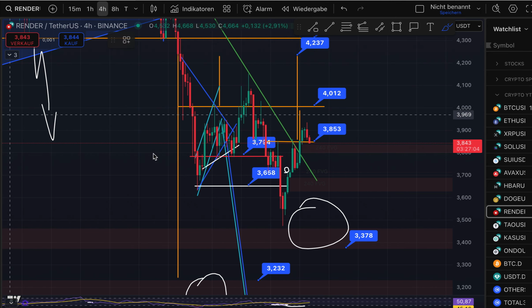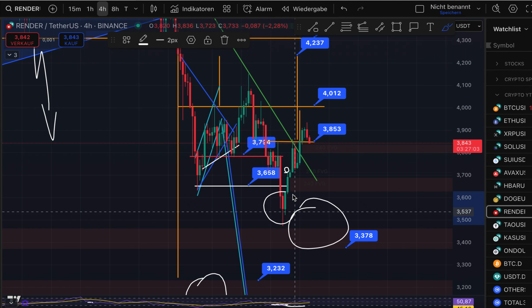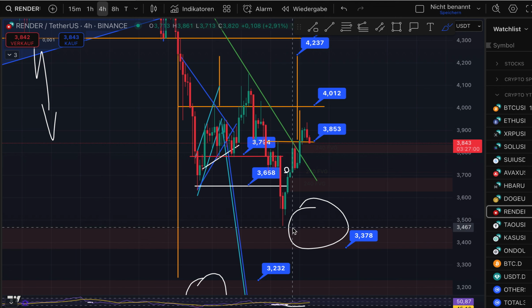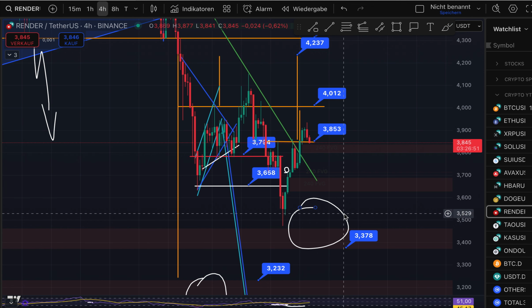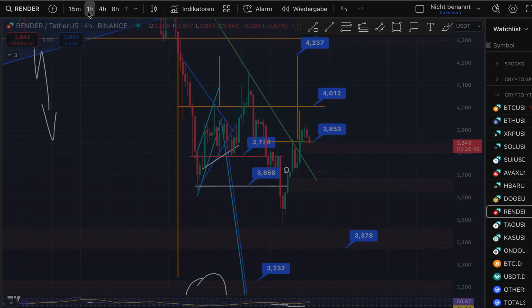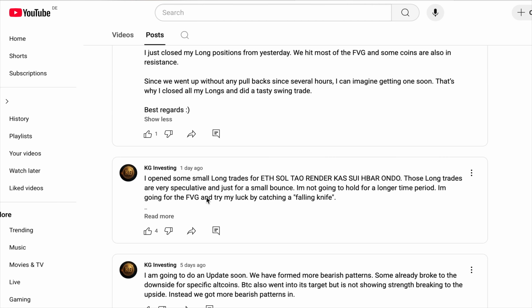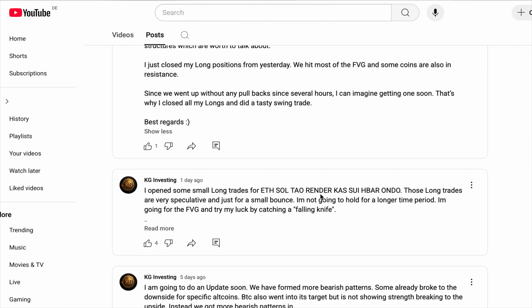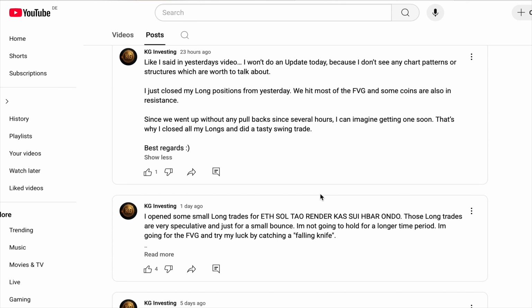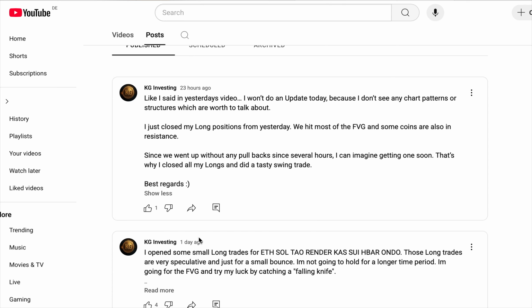So with the push of 2 days ago, with this push here, we have filled 50% or even 60% of the fair value gap. So this big circle was a fair value gap. We got there halfway. So basically we can take this one out. Afterwards, I have also told on YouTube that I'm going to open long positions, and these longs are just for a bounce and speculative, because I want to catch the falling knife and I want to go for the fair value gaps which we have built over us.